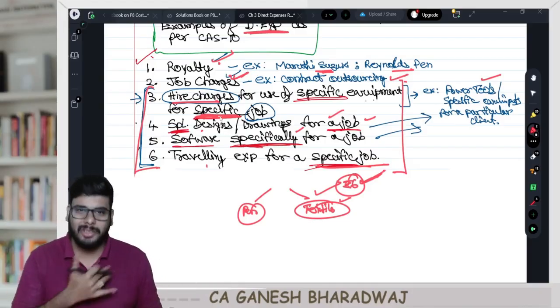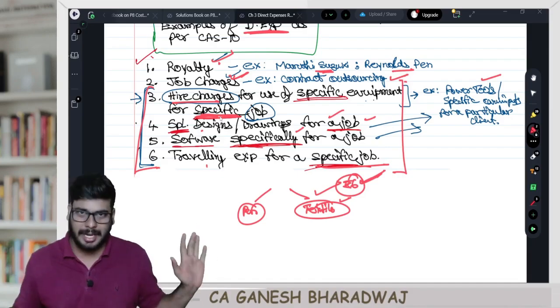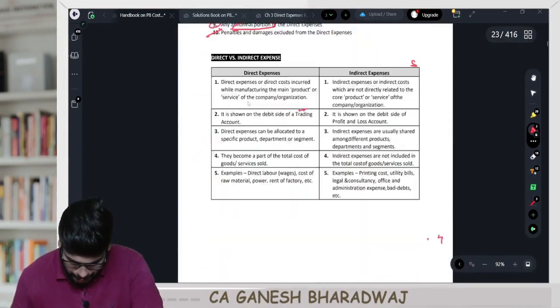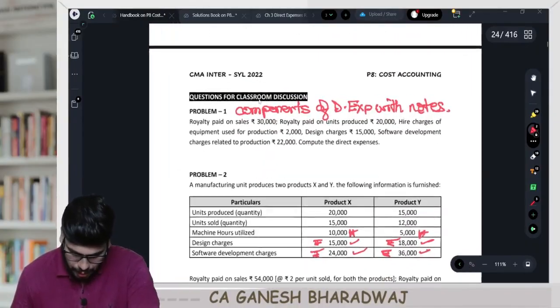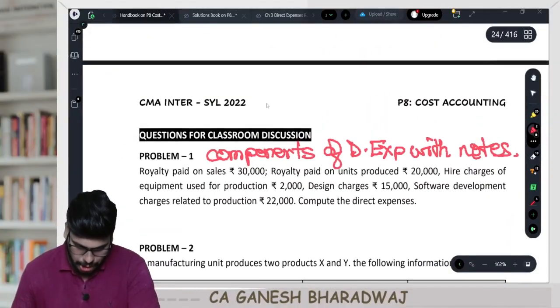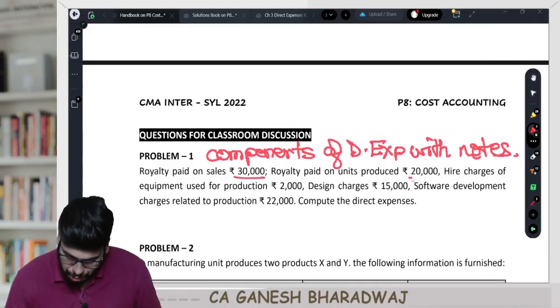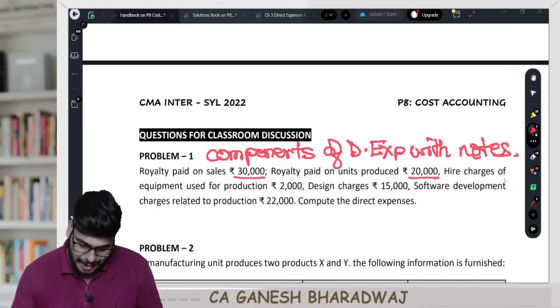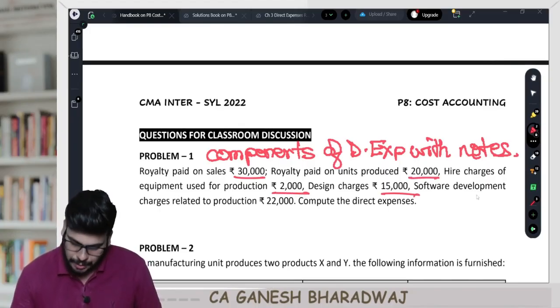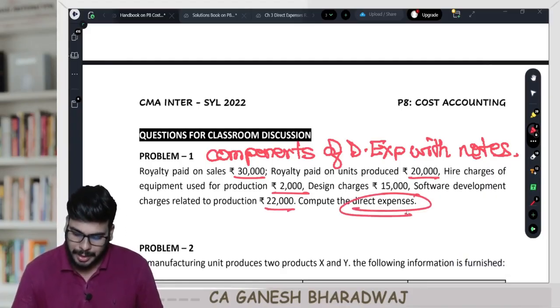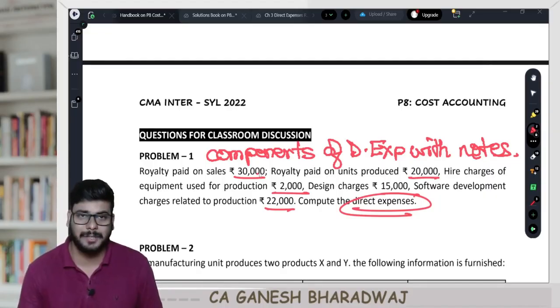Right? This is all this chapter says. Nothing else is there in this chapter. Clear? Let's quickly do one question and finish it off. Now look at this. Royalty paid on sales 30,000. Royalty paid on units produced 20,000. Hire charges of equipment used for production 20,000. Design charges 15,000. Software development charges related to production 22,000. Compute the direct expense. Basically, just add these four and that's about it.